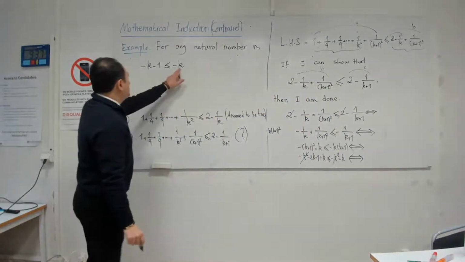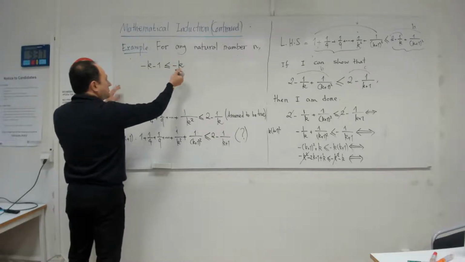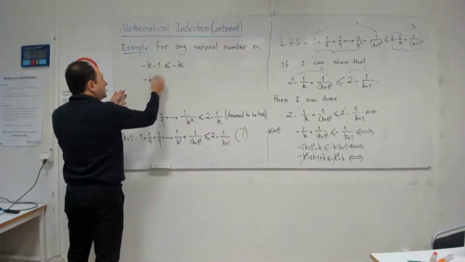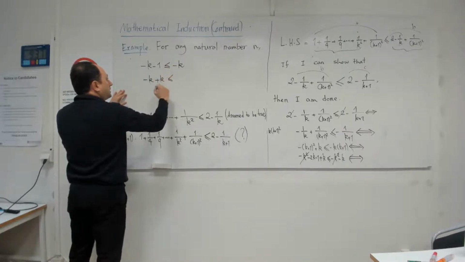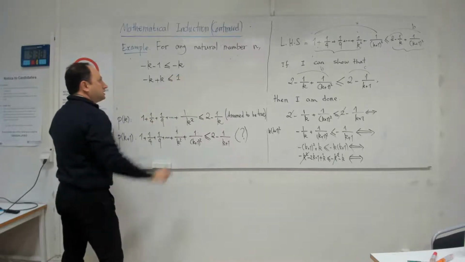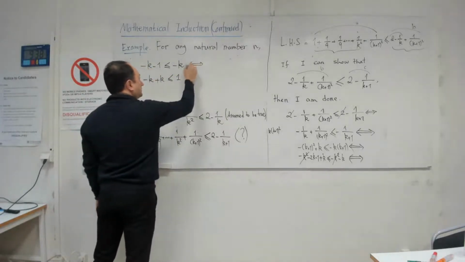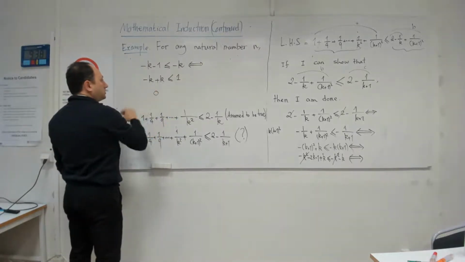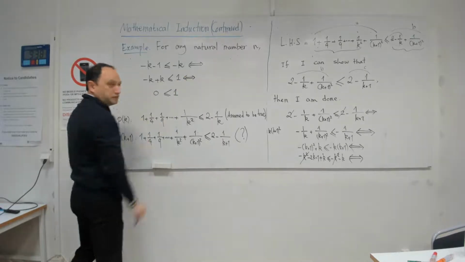And now if I move minus k to the right and 1 to the left, it doesn't matter actually that much. So minus k, I move it to the left, it becomes positive. I move this 1 to the right, it becomes 1. So that is also reversible. But then what happens? This becomes 0 less than or equal to 1. That's also reversible.